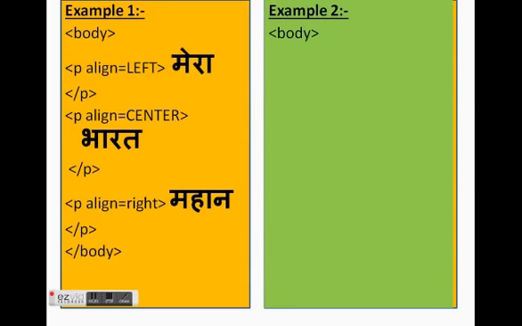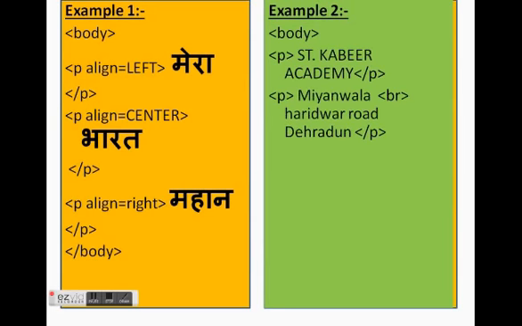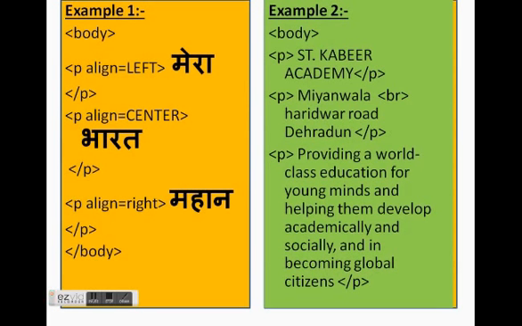So in this example, we have used align attribute with paragraph tag. So using this align attribute, we can place the text left, at the center and right. In the second example, we have used paragraph tag and BR tag. Using these two tags, we can make our text quite dynamic, interesting and systematic.